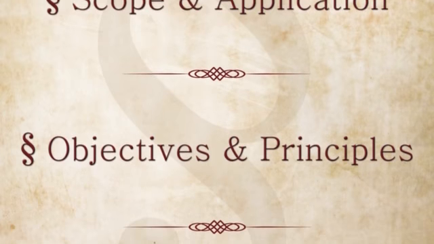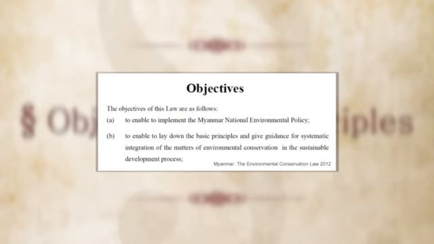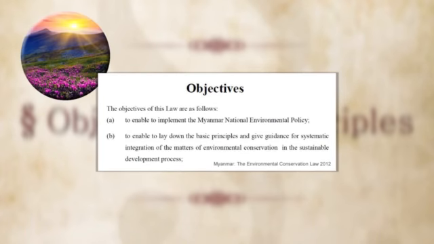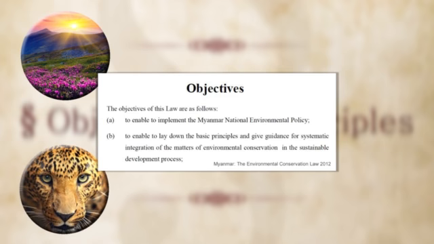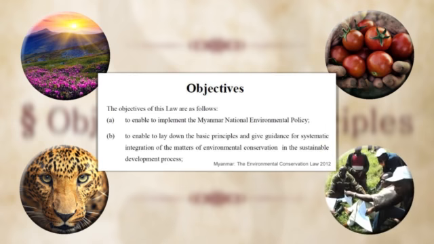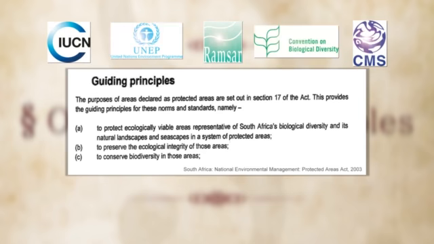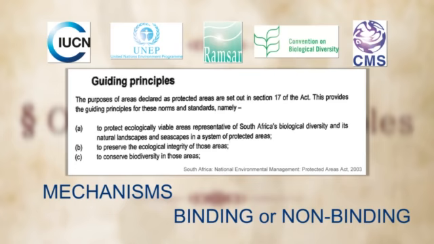Preliminary provisions should identify the objectives and principles of the protected areas law. Objectives could include a primary objective of long-term conservation of nature and secondary objectives relating to nature conservation, ecosystem services, and social and governance goals. Principles should draw on internationally agreed approaches. The protected areas law should set out mechanisms for implementing the objectives and principles, and indicate whether they are binding or non-binding.